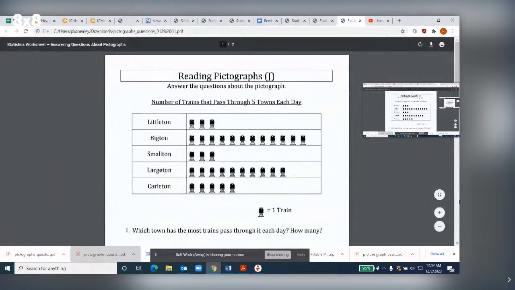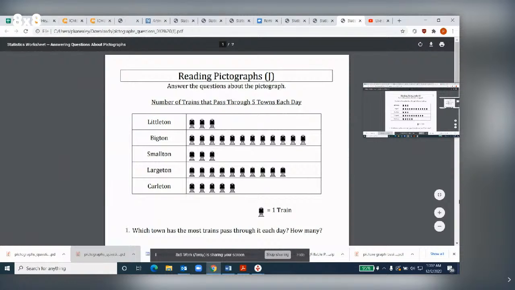Now this one is the number of trains that pass through 5 towns each day. In this pictograph, each symbol, the train, equals 1 train. This one's just straightforward. Sometimes you'll get that, where the symbol equals exactly what it represents. Like in the last one, the shirt represented 3. I think the first day we did, the bus represented 2 buses. In this case, one train equals one train. So the first question: which town has the most trains pass through each day and how many?